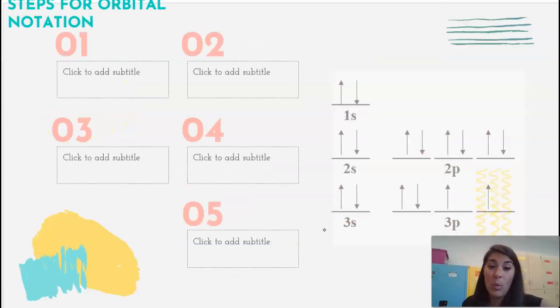So here we go. How are you doing this? Quick reminders, your steps. Step 1, find the element on the periodic table. Calcium, great. Find Ca. Number 2, decide what is the last energy level. What is the last row that it is in? And then what is the last sublevel? Is it an S, a P, or a D? So find the last energy level and find that last sublevel.